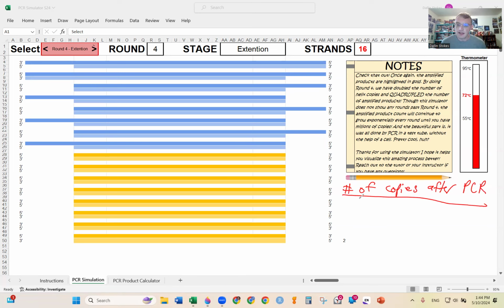Okay, here's the formula: X times, that little dot means times, 2 to the power of n, where X is the number of strands or the number of copies you started with, and n is the number of rounds of PCR.